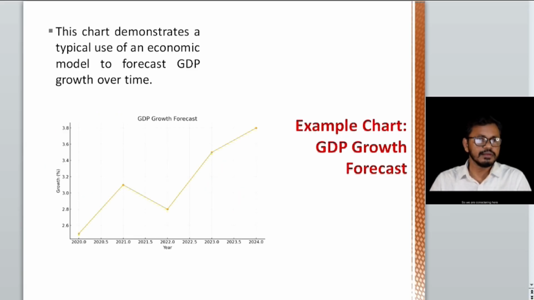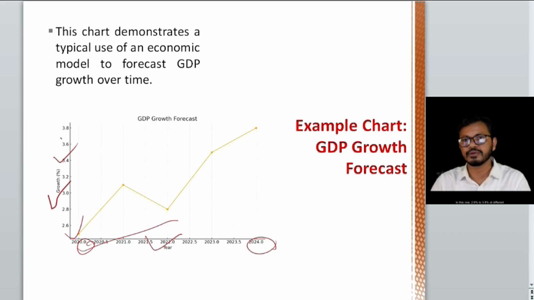So we are considering here the relationship of two variables. On the vertical axis, we are considering the growth rate in percentage. Again, on the horizontal axis, we have considered the timeline. The timeline is between 2020 and 2024. During this time period, we have counted the growth rates at different points of time. That means the growth rates range between 2.6% to 3.8% at different points of time during this period.